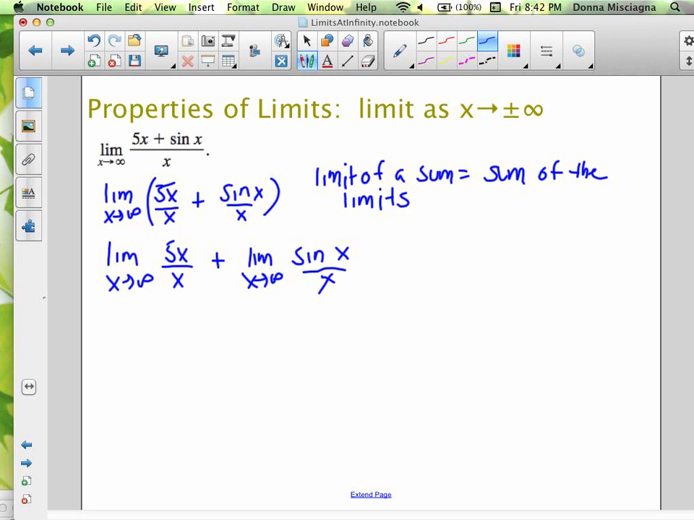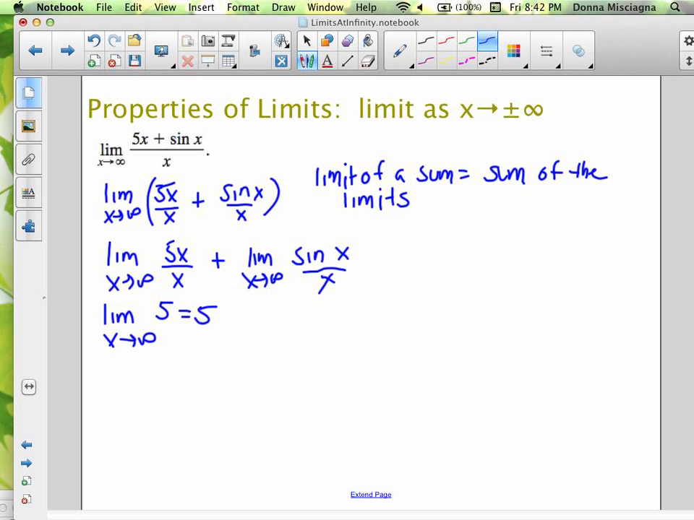Let's reduce 5x divided by x. All right, so the x's will cancel. This is the limit of 5 as x approaches infinity. Well, this is a horizontal line. The limit of 5 as x approaches anything is 5. All right, so you have the limit of a constant. It doesn't matter what it's approaching. It's that constant. All right, so that one's done.